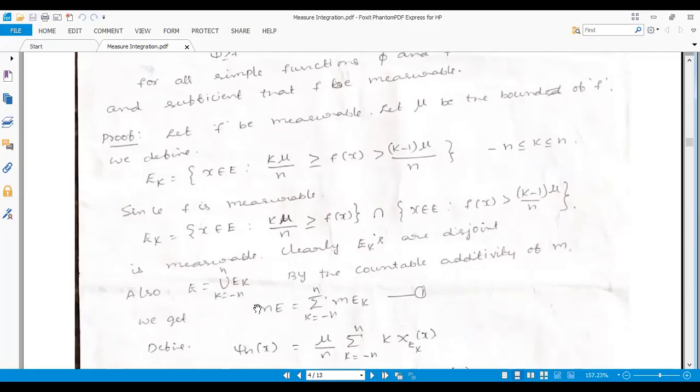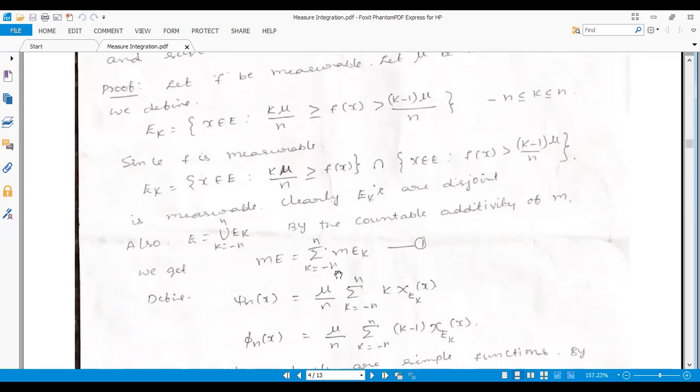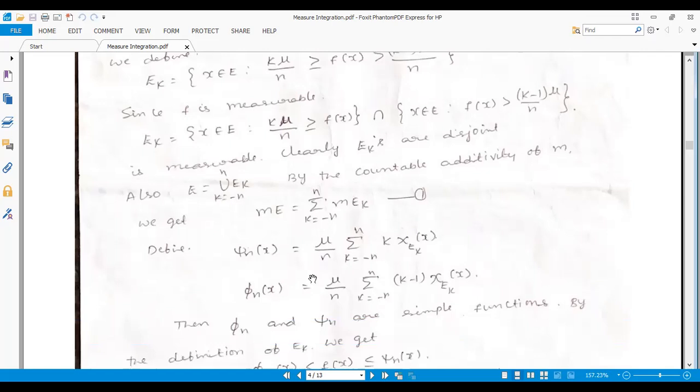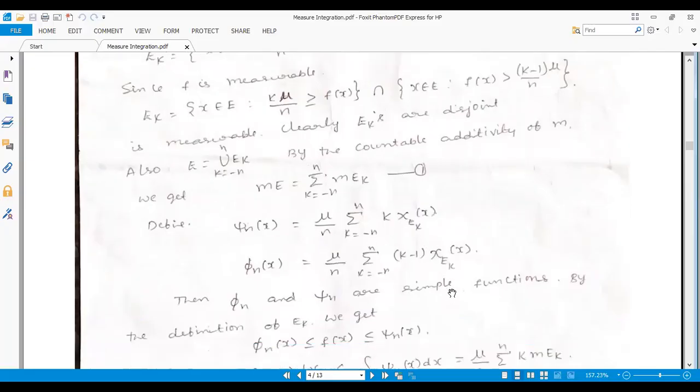This union becomes a summation, k running from minus n to n, of the measure of Ek. Here we define psi n of x as mu by n times the summation k running from minus n to n of k times chi Ek of x, and phi n of x is mu by n times the summation k running from minus n to n of (k minus 1) times chi Ek of x.